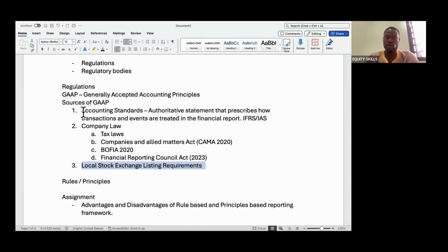Even though our focus is accounting standard, know that when we talk about our regulation in reporting, it is beyond the accounting standard. It includes company laws and local stock exchange listing requirements. In case you're asked in the exam about GAAP, you need to be able to talk about these three.